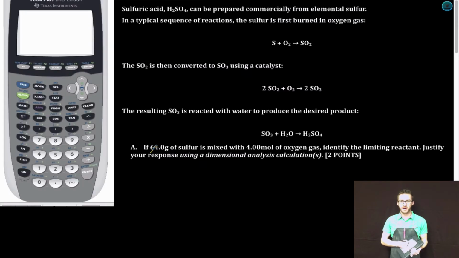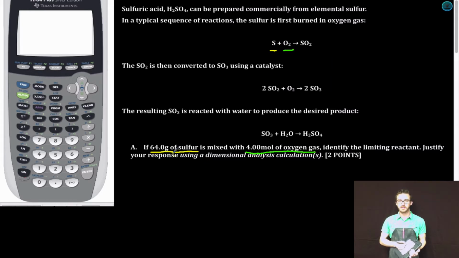Alright, we've got 64.0 grams of sulfur mixed with 4.0 moles of oxygen. We're trying to identify the limiting reactant. I'm going to have a series of reactions here. The reaction that includes sulfur and oxygen is that first reaction.